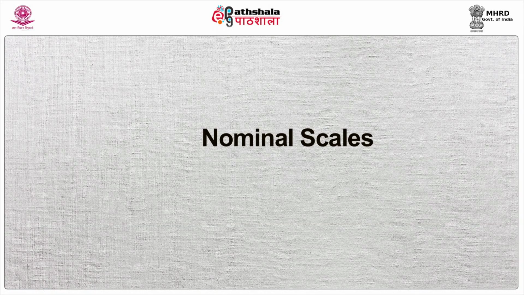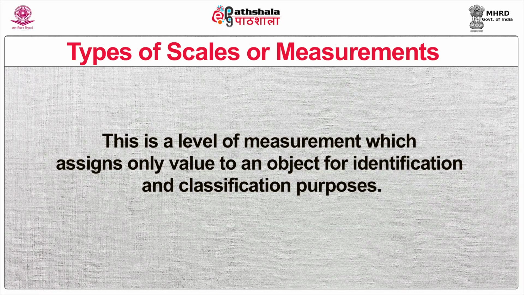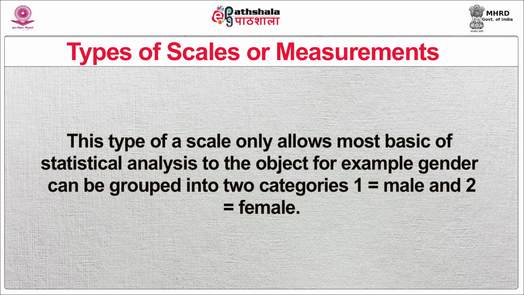Nominal scales first. This category of scales refers to the most elementary and basic scales of the 4. This is a level of measurement which assigns only a value to an object for identification and classification purposes. This is the type of scale which possesses the characteristic of description. This type of scale means that a label can be assigned to an object without any error. This type of scale only allows the most basic of statistical analysis on the object.